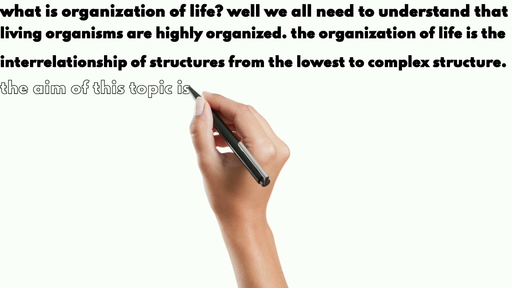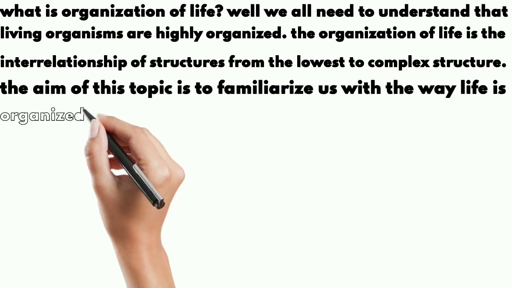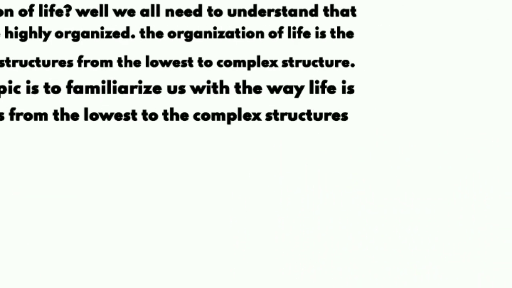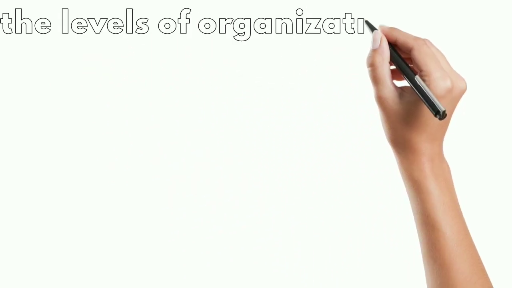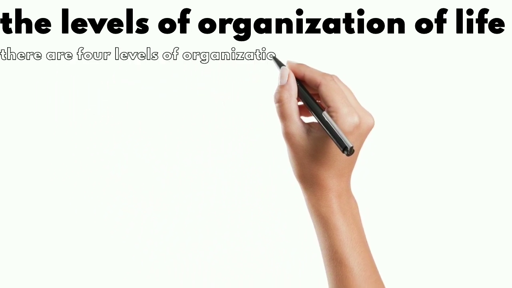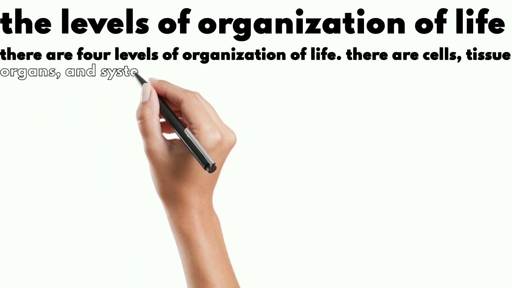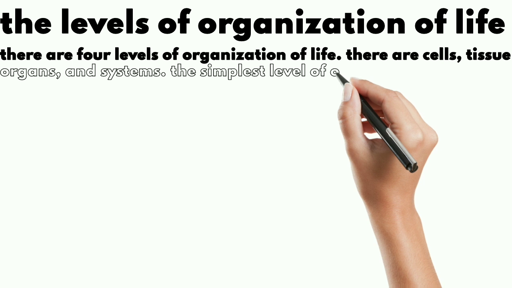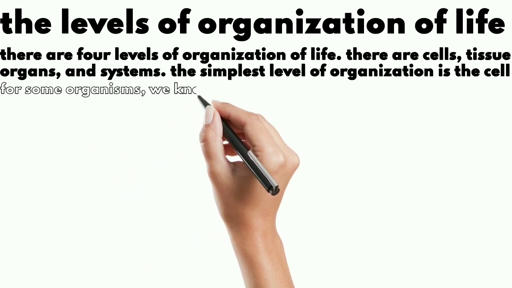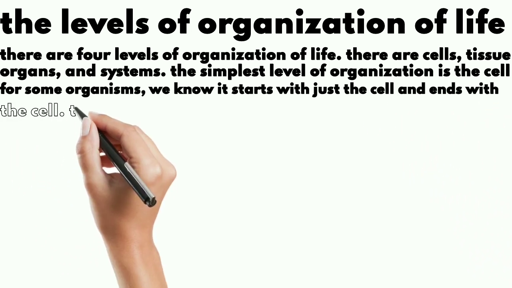The aim of this topic is to familiarize us with the way life is organized in levels from the lowest to the complex structures. The levels of organization of life. There are 4 levels of organization of life. They are the cells, tissues, organs, and systems. The simplest level of organization is the cell. For some organisms, we know it starts with just the cell and ends with the cell.